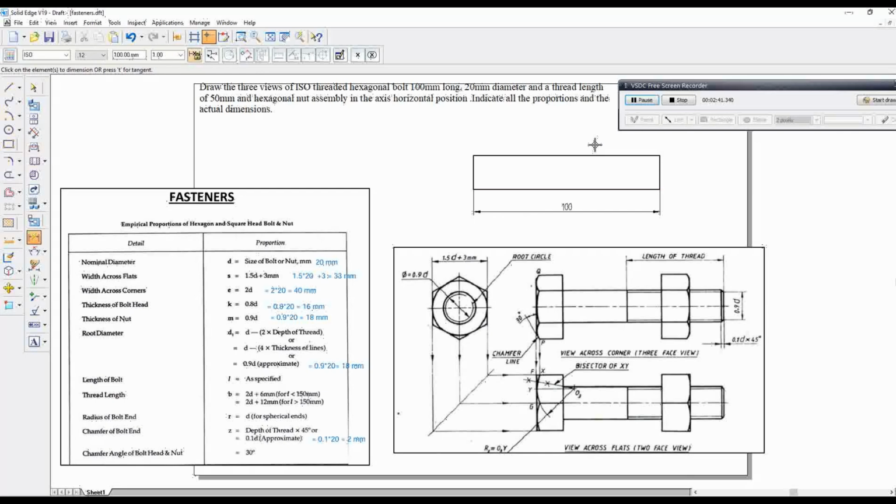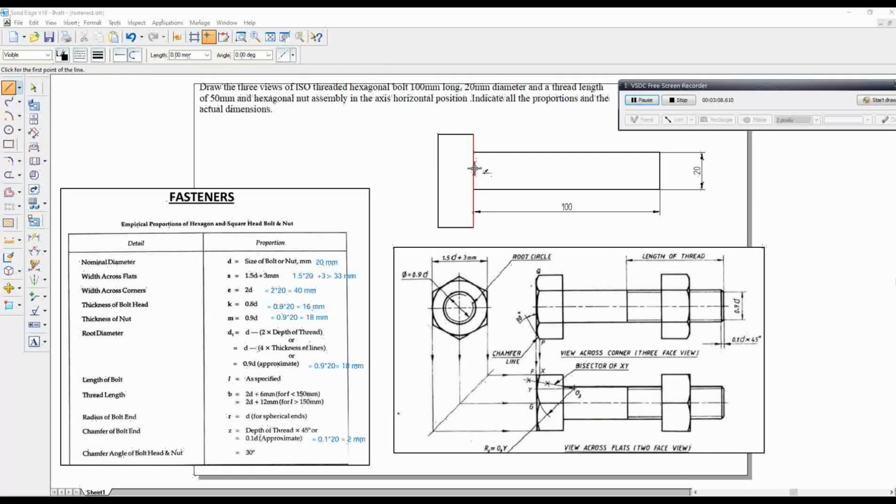So what about the width? Width is the diameter, the diameter of the bolt. Nominal dia is 20 mm. Nominal dia of the bolt is 20 mm. Now we should draw the thickness of the bolt, the height and thickness of the bolt head.